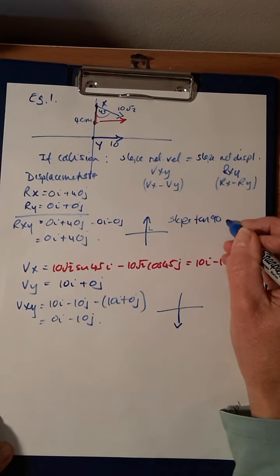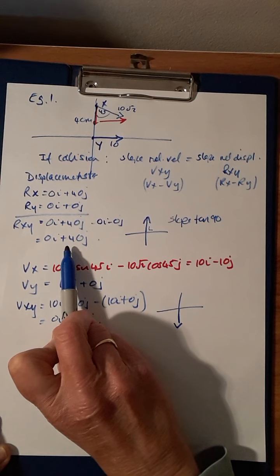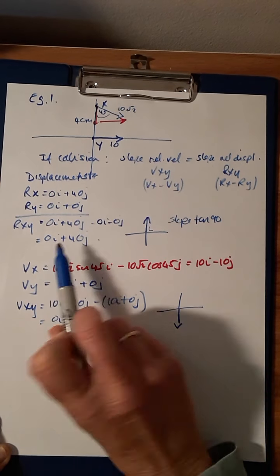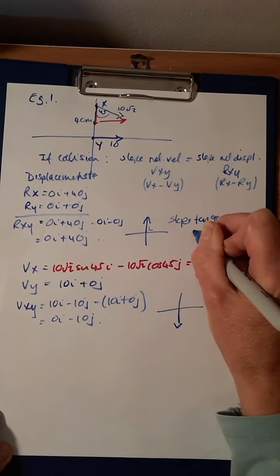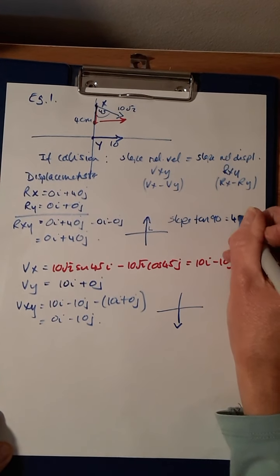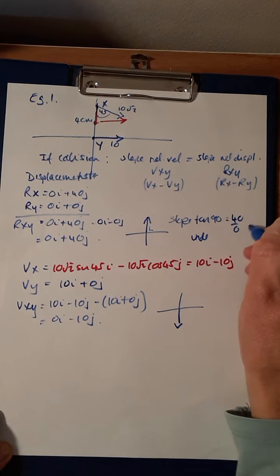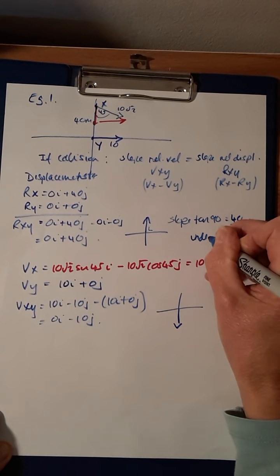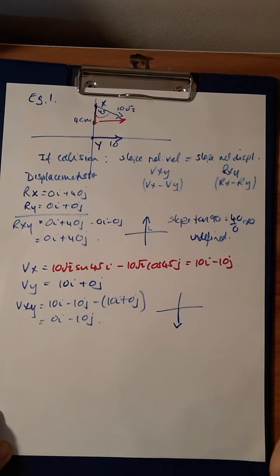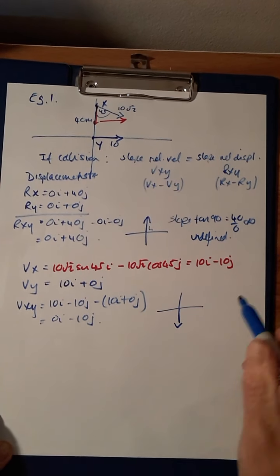And it's undefined because if you try to find that slope, you'd put the j's over the i's, which in this case would be 40 over 0, which of course is undefined, we say. It's infinity. And infinity means it's undefined. Now this is the same. It goes off to infinity.